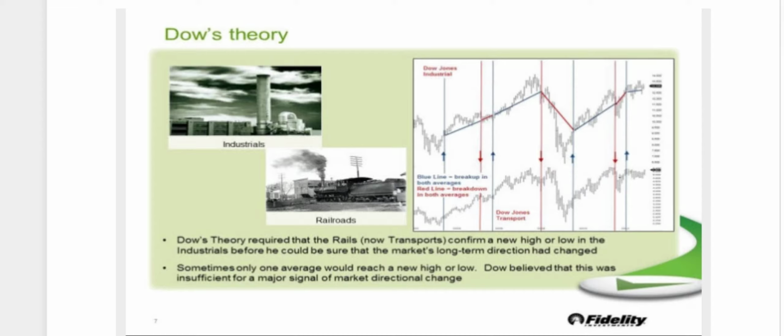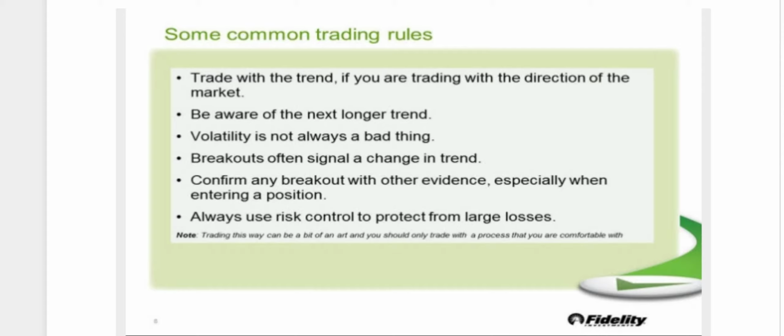The next one is breakouts or sharp moves. They can often signal a change in the trend. But again, and this will be reiterated many times throughout this final part 4, you want to confirm any breakout with other evidence. That's what these other tools like indicators and chart patterns and so forth are for, especially when you're entering a position.